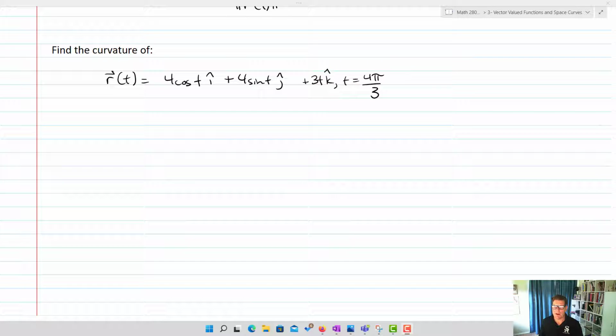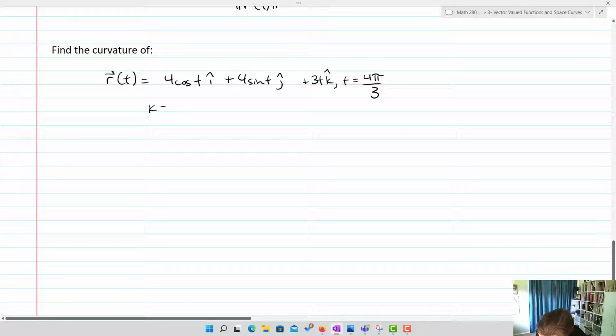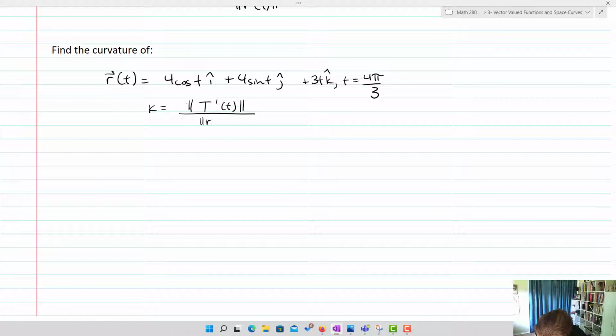Let's suppose that we want to find the curvature for r of t equal to 4 cosine t i plus 4 sine t j plus 3t k, at t equal to 4 pi over 3. So what I first need to find is that my curvature k is going to equal the magnitude of the derivative of the unit tangent vector divided by the magnitude of the derivative of r, the arc length derivative. So first I'm going to find T prime of t.